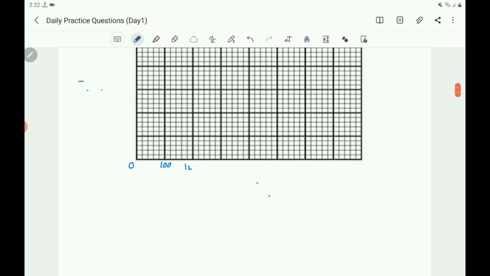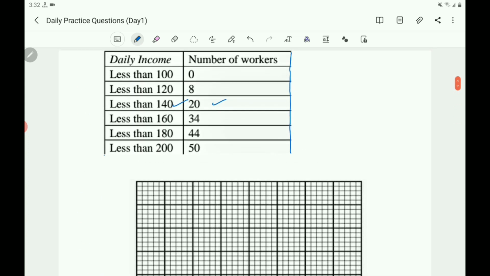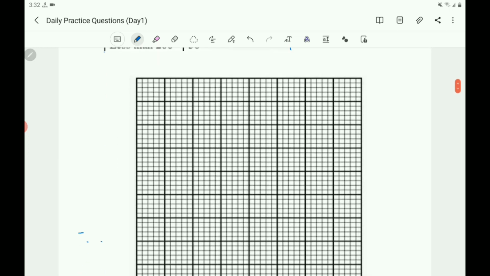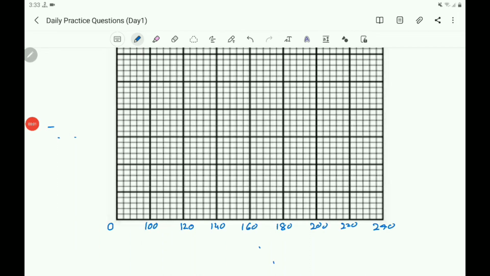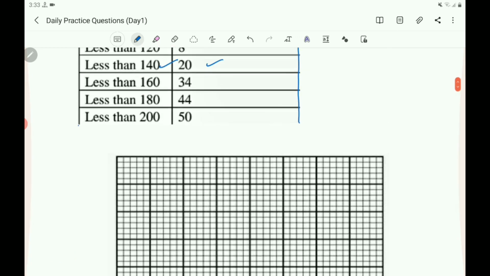Here 100, 120, 140, 160, 180. So you take 140, 160, 180, 200, 220, also you can take 240. So here 0 is here, 100 is here. Now let us take the construction here, because directly 0 is there and next comes 100. So here let us take the construction, and the scale is taken on the x-axis.